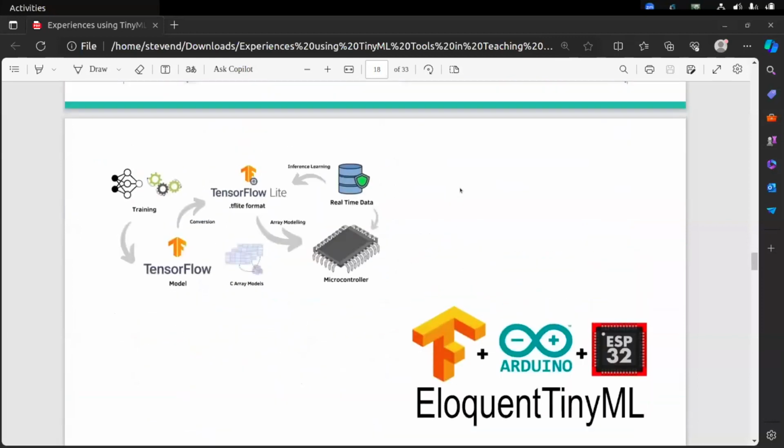The other tool is, well, TensorFlow Lite. We're using Python, and of course there is another library, but more focused on machine learning models, like Eloquent Tiny Machine Learning. That library uses models like KNN or random forest, or more from the machine learning perspective.